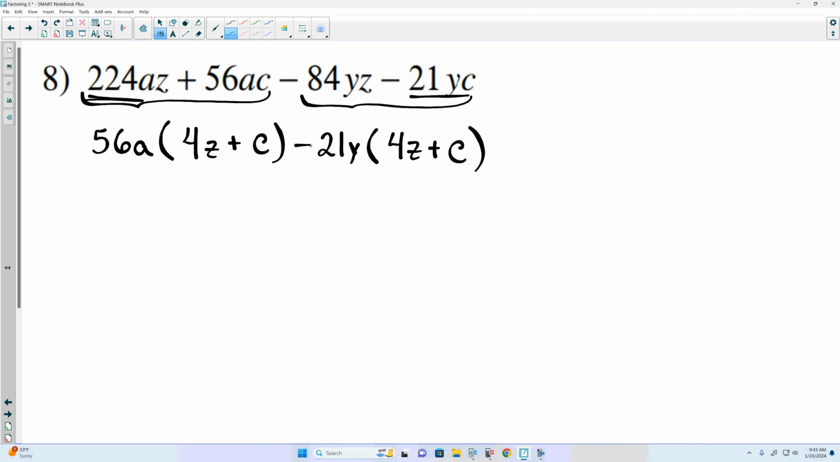Questions on this here? Now, problems like this here, it could be that the first two are, you can see the greatest common factor a little bit easier, so do those first. Or it could be that the second set of two, so the 84 and 21, we could see its greatest common factor easier. Whichever one you see easier or quicker, do it first, because then it gives us a roadmap to the other. Now at this point here, we can take out the 4z plus c.